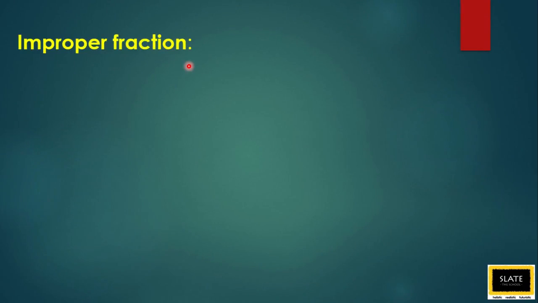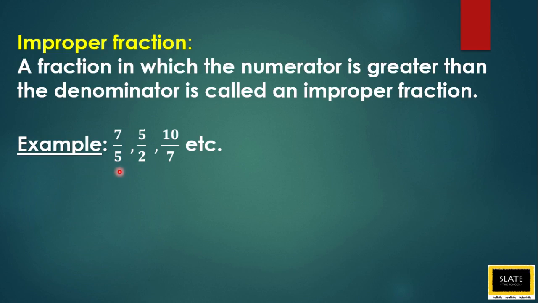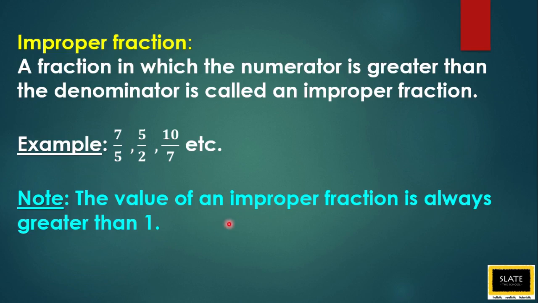Next one, improper fraction. What is meant by an improper fraction? A fraction in which the numerator is greater than the denominator is called an improper fraction. In the previous one it was less than. Now the numerator should be greater than the denominator. It is known as an improper fraction. So these are the examples: 7 by 5, 5 by 2, 10 by 7. You can see numerators are greater than denominators. Please note that the value of an improper fraction is always greater than 1.